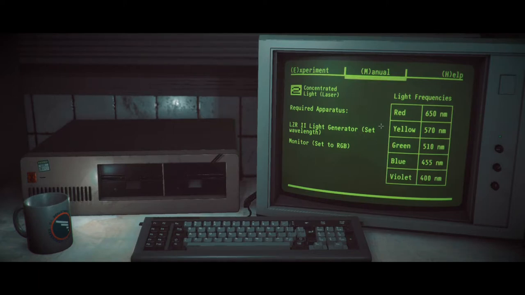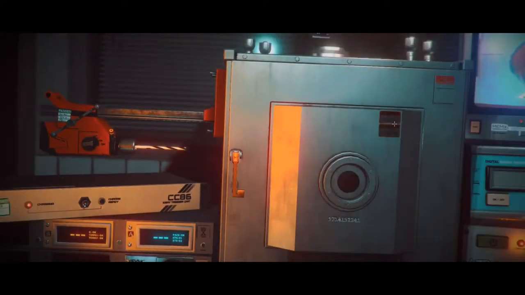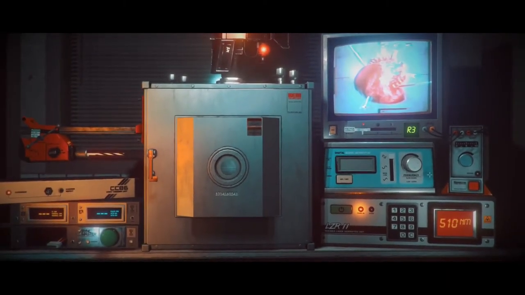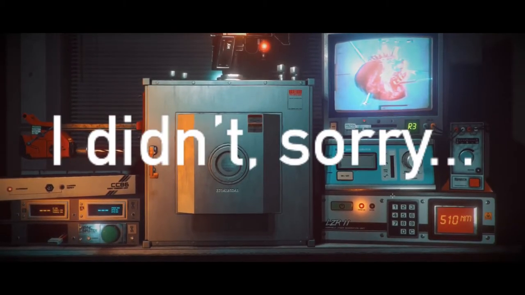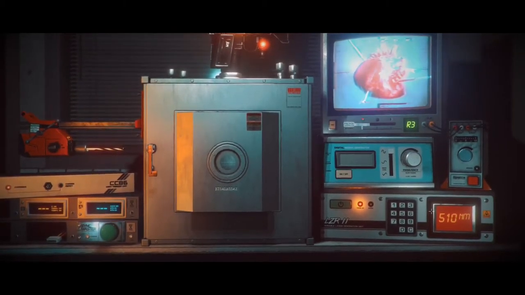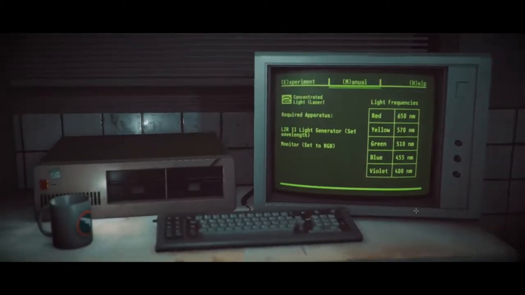455. I want to see what the violet looks like, but I feel like that would ruin everything, and I'd have to start over. Which I'm totally okay with doing on any other playthrough, but not this one. Maybe I'll make a separate one. I'll probably add it as a clip in the end. Did it want 455? I forgot.